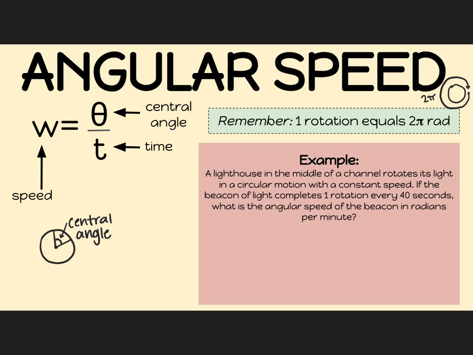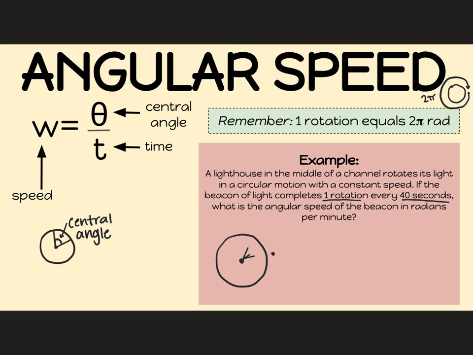So this one talks about a lighthouse, and I'm going to just draw a circle. So the lighthouse is right here in the middle, and it's got this light coming out, and it's rotating around in a circular motion with a constant speed. The light completes 1 rotation every 40 seconds. And then it says, what is the angular speed of the beacon in radians per minute?